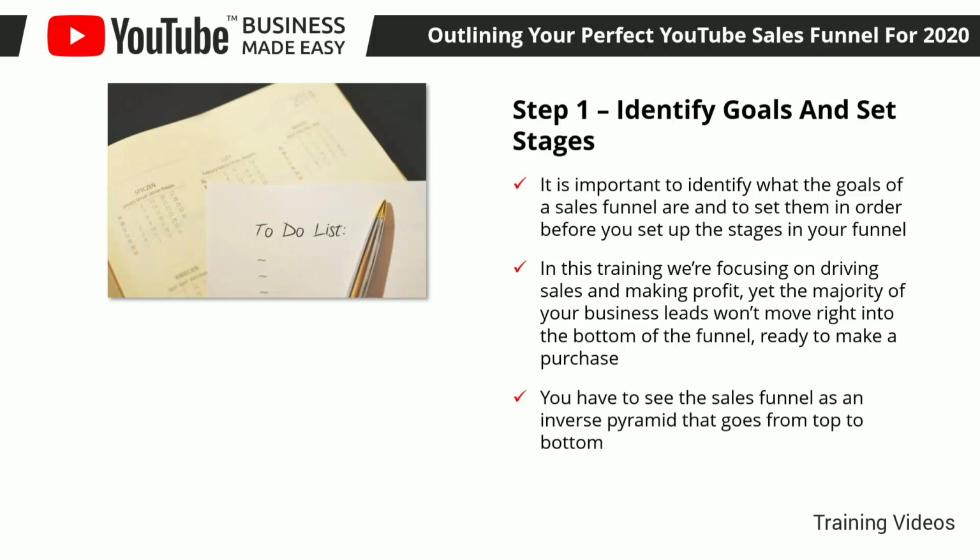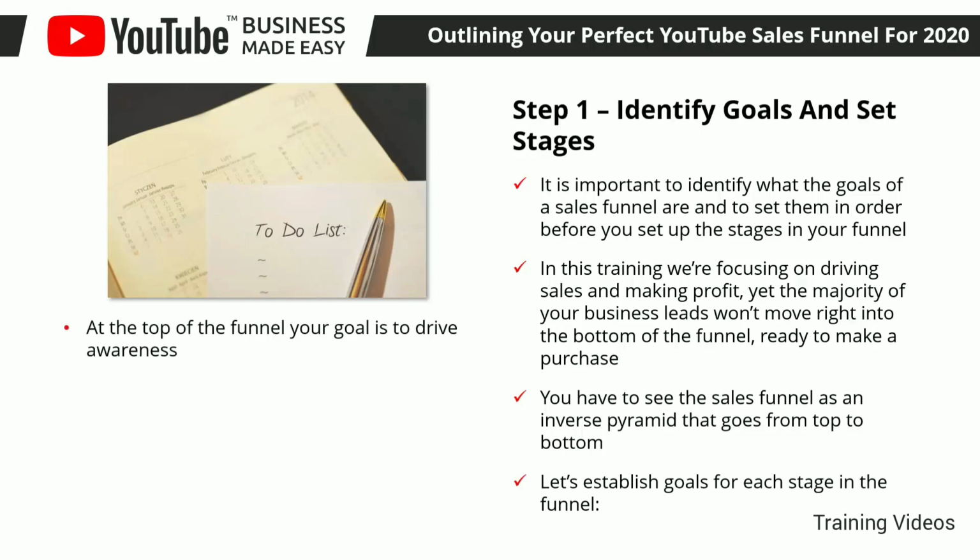In the middle are the leads that are aware of your brand and are interested in your offer. And in the bottom are the leads that are ready to get their hands on your product. Let's establish goals for each stage in the funnel. At the top of the funnel, your goal is to drive awareness. That is, awareness about your brand or your product or your service. The intention is for the user to become aware that you exist, regardless of their desire to consume what you offer. At the middle of the funnel, your goal is to drive interest and consideration.